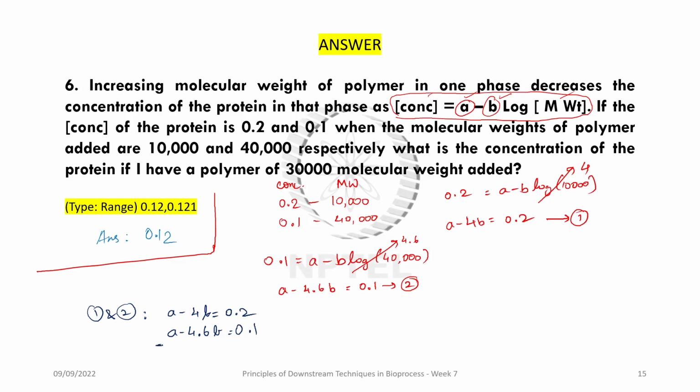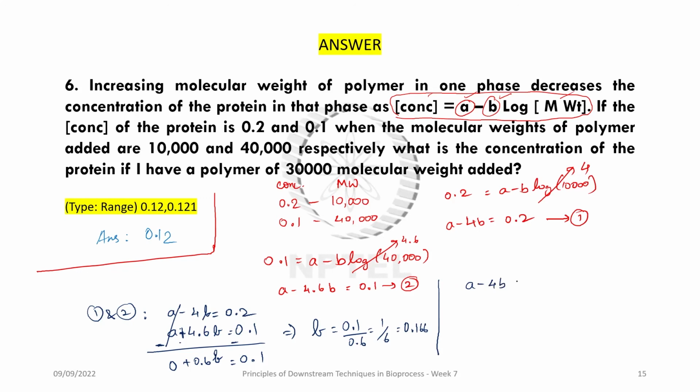So how do you subtract these two equations? Minus, so this becomes plus, this becomes minus, right? A minus A is 0, minus 4 and plus 4.6, so I have plus 0.6B is equal to 0.2 minus 0.1, which is 0.1. That gives me B is equal to 0.1 by 0.6, or 1 by 6, which is 0.166.